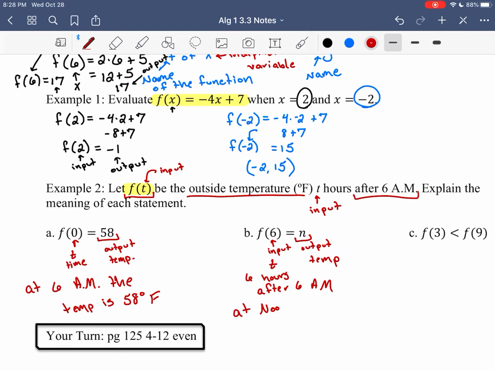At noon, the temp is, we just have a variable, n degrees Fahrenheit. We don't really have a number, so we'll just say n degrees Fahrenheit. At noon, the temp is n degrees Fahrenheit.